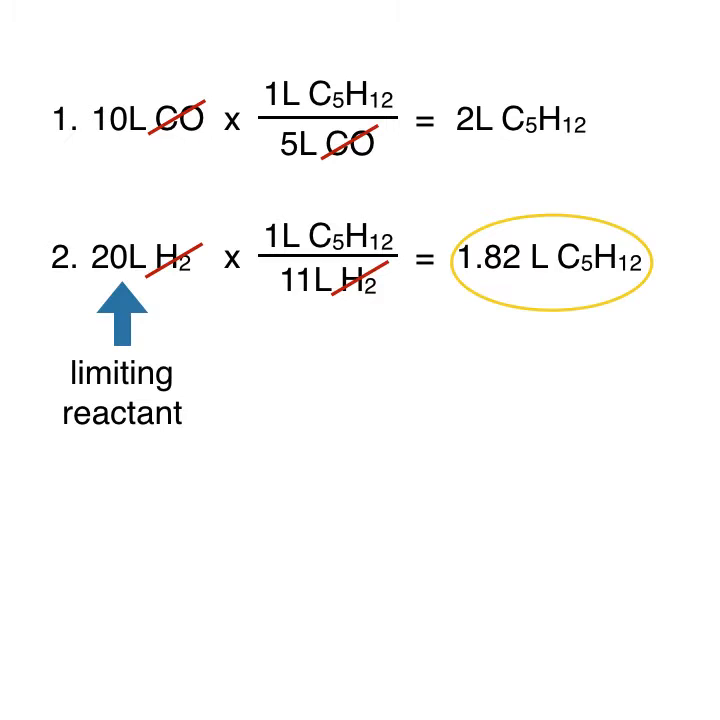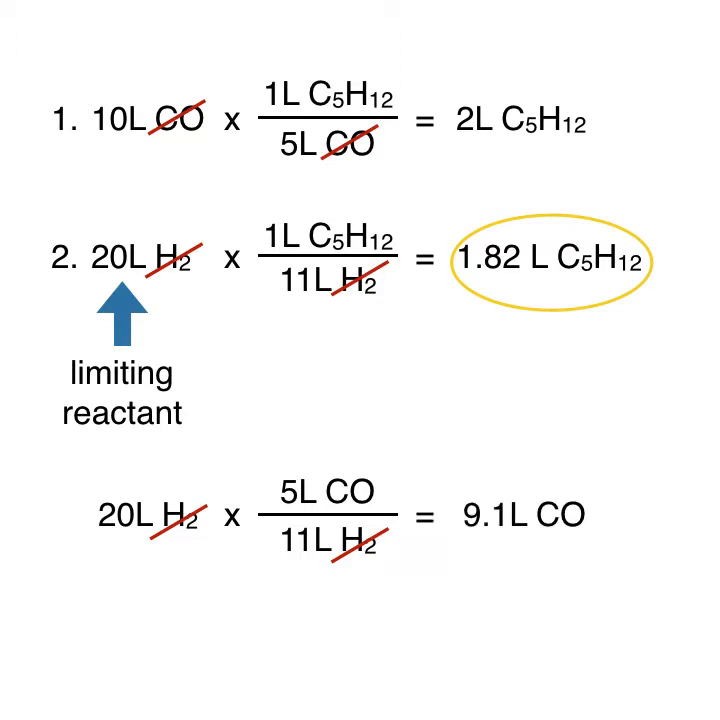Now that we know this, we can calculate the liters of carbon monoxide we would need to react with all our hydrogen. We can do this by multiplying the 20 liters of hydrogen gas with the ratio 5 liters of carbon monoxide for every 11 liters of hydrogen gas. The liters of hydrogen cancel out, and we are left with 9.1 liters of carbon monoxide.